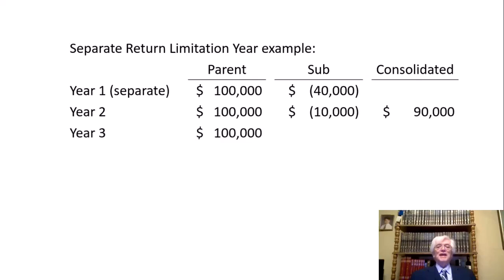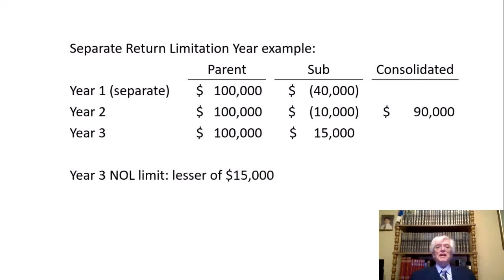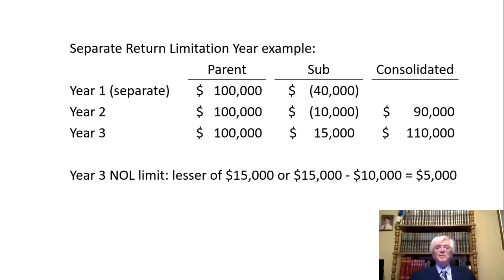Year three, $100,000, and the sub has $15,000 of income. So now we've got $115,000 of income minus whatever we can use of the subsidiary's separate year net operating loss. So the year three limit is going to be the lesser of the $15,000 income earned in year three, or the cumulative income since the consolidation, which is 15 minus 10, or 5. So the lesser of 15 or 5 is 5. So subtract out 5,000, so it goes from 115 down to 110.